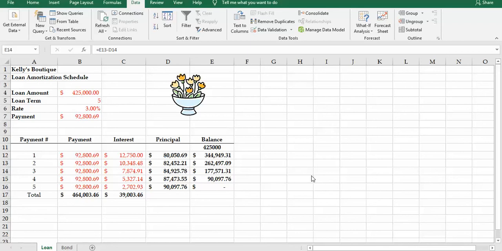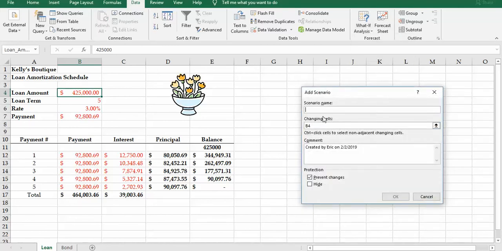Okay, I'm going to go through the scenario manager real quick. I'm assuming that everything in the amortization schedule is good. What we're trying to do is figure out if we have a different rate, a different loan amount, what's our best and worst case scenario on what the payments are going to be. So we go to scenario manager.